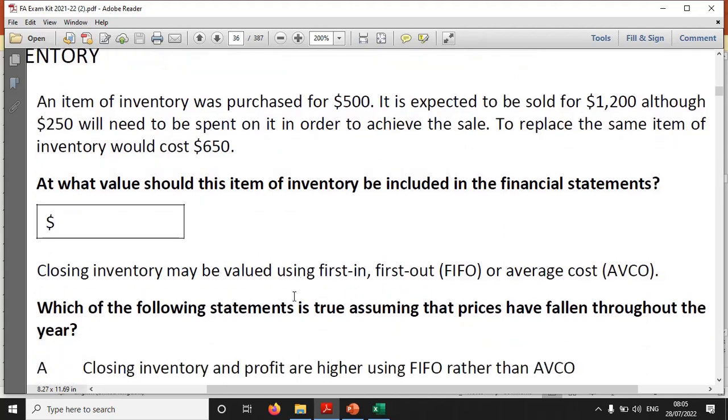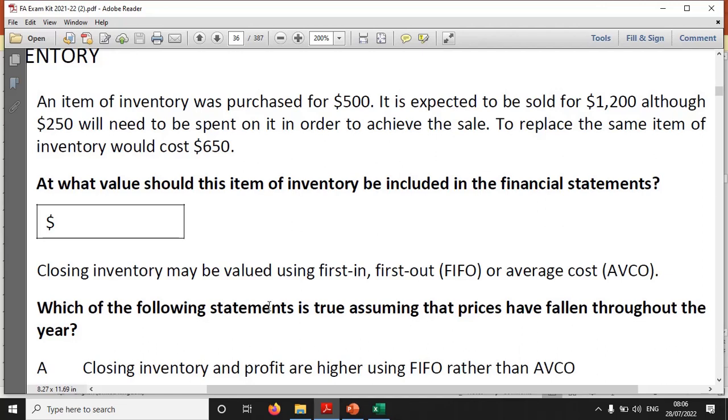The first question says, this is question 94. An item of inventory was purchased for $500. It is only expected to be sold for $1,200, although $250 will need to be spent on it in order to achieve the sale. To replace the same item, we'll have to spend $650. Question is, at what value should this item of inventory be included within the financial statements?